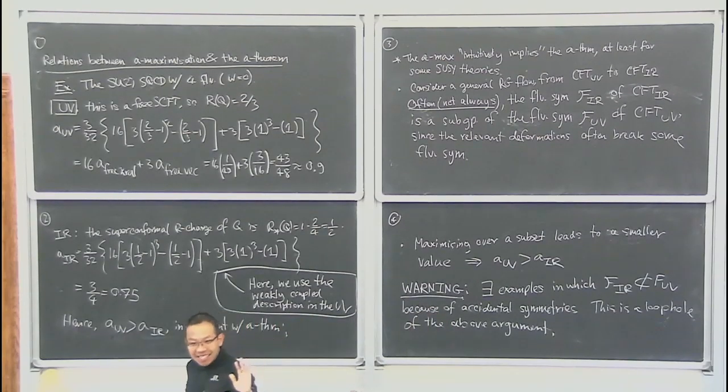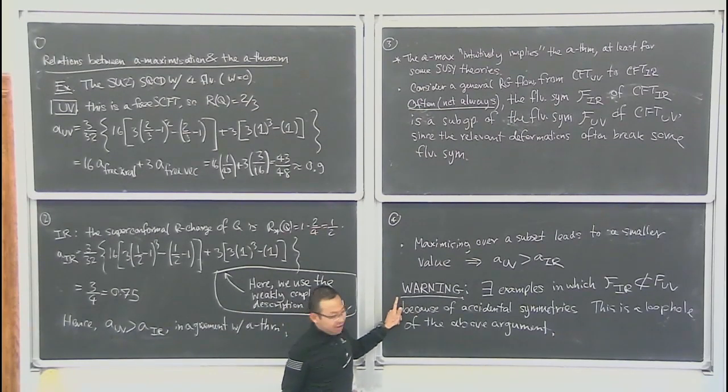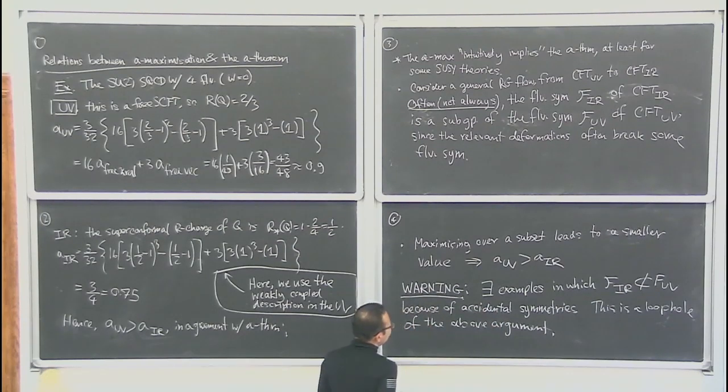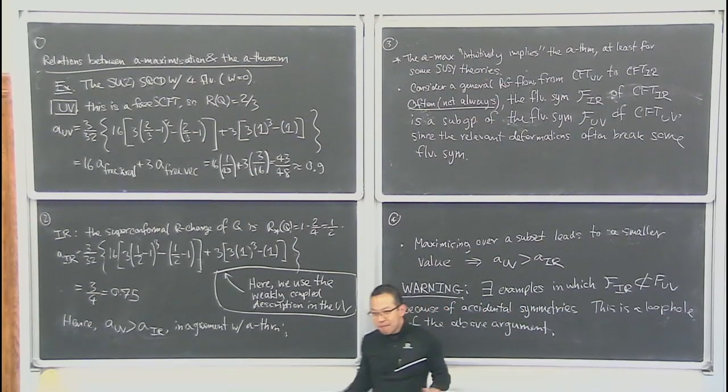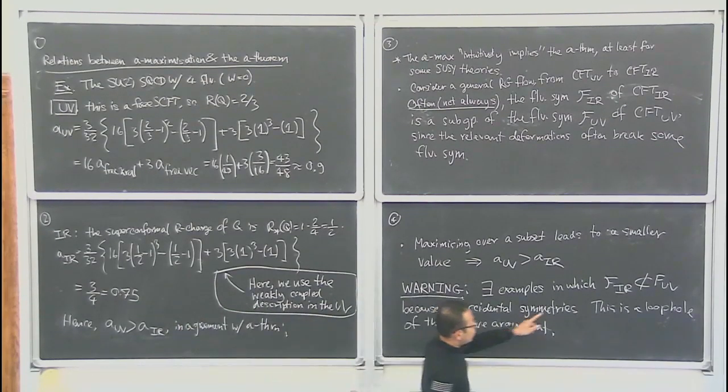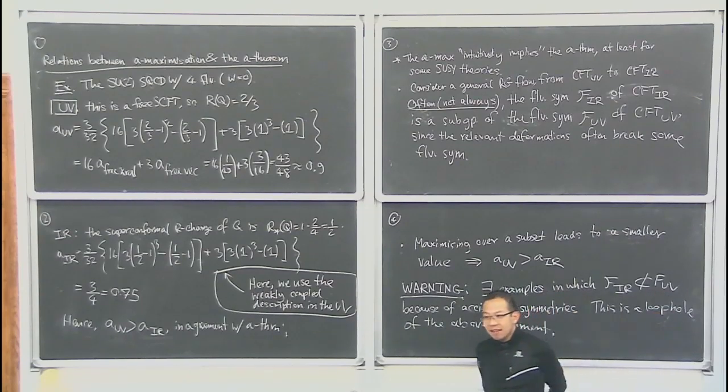I don't know if you like it personally. In 2019, okay, fine, it's good to have this intuition, but now we have a proof for the a-theorem, we have a proof for a-maximization. They are both good, okay? But the warning that I would like to give you here is very important: there are a lot of examples, and by now we have a large class of them, where FIR is not a subgroup of FUV, okay?